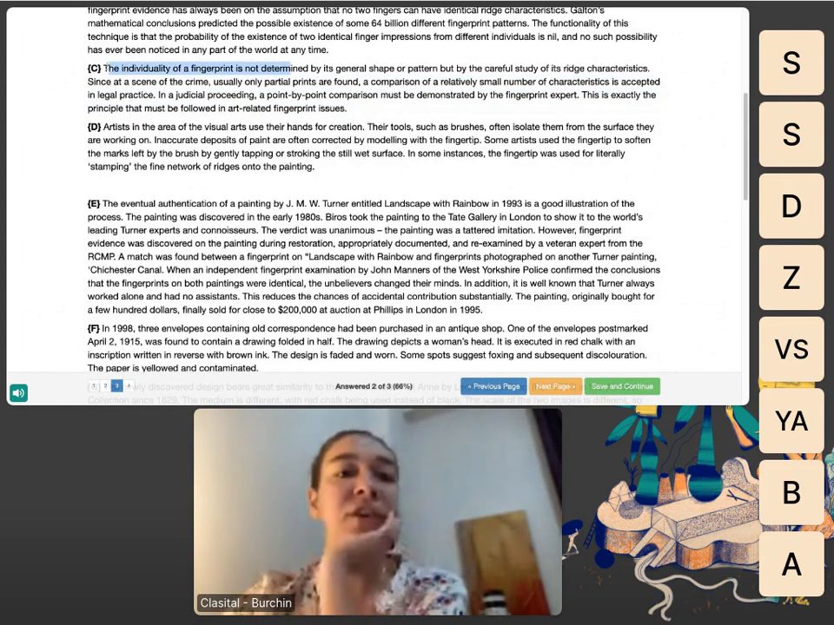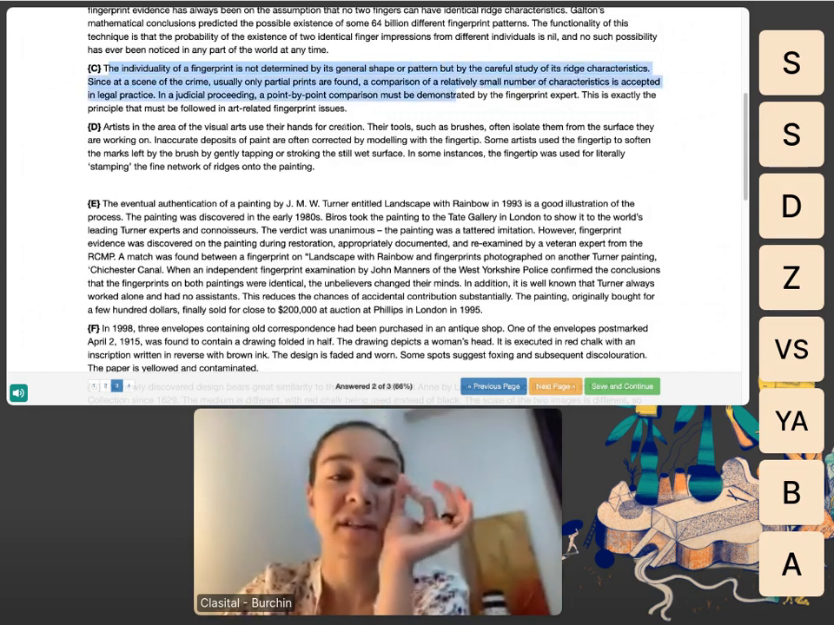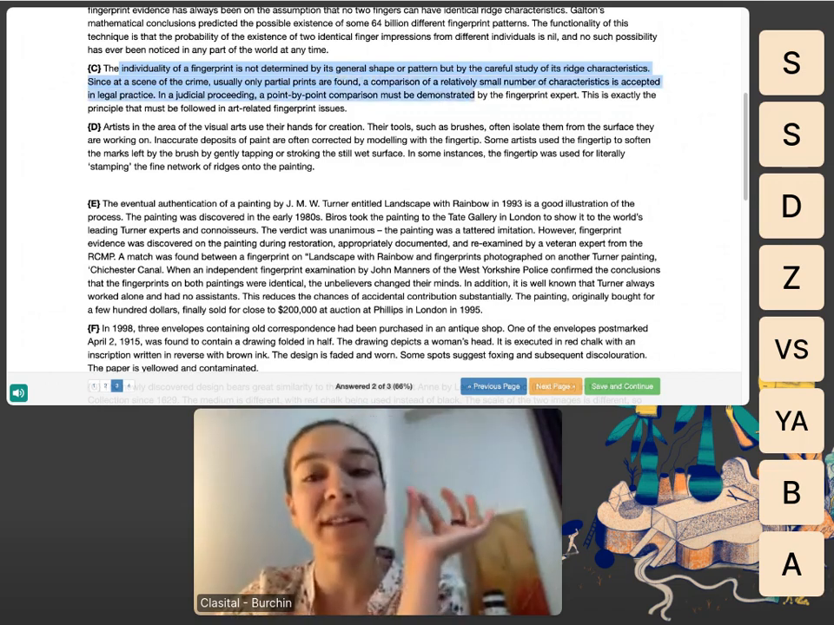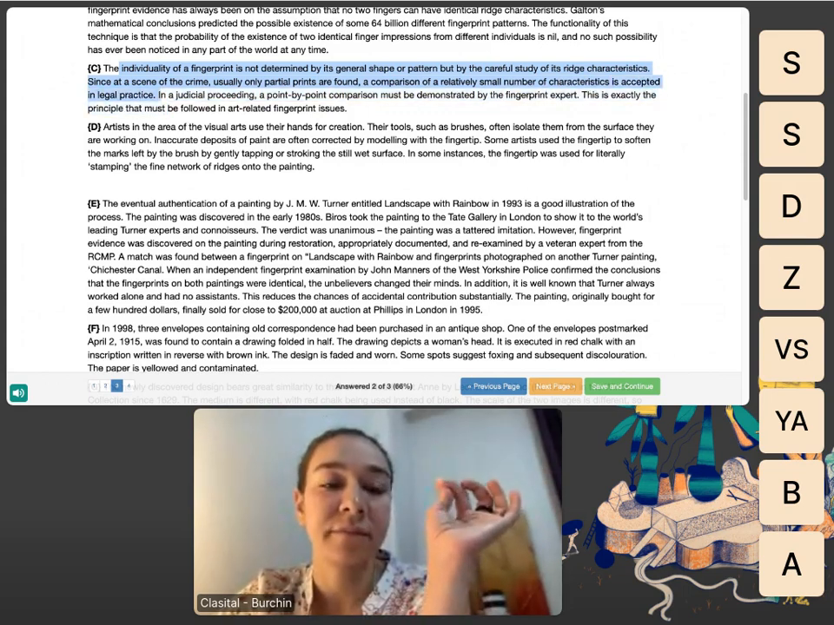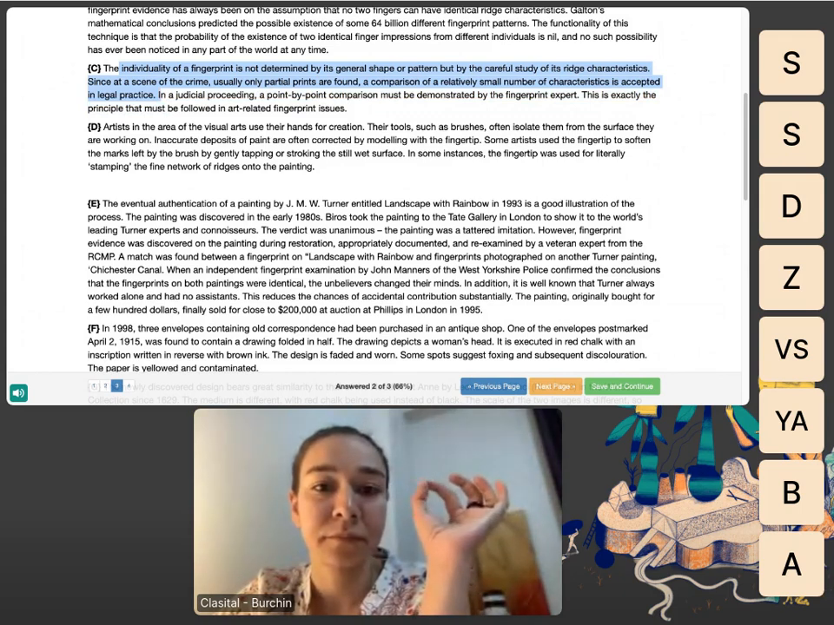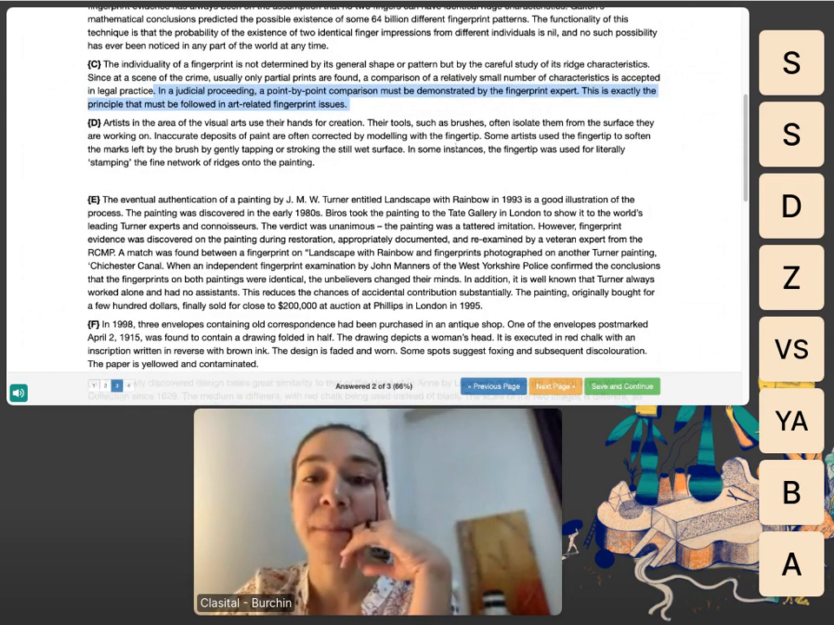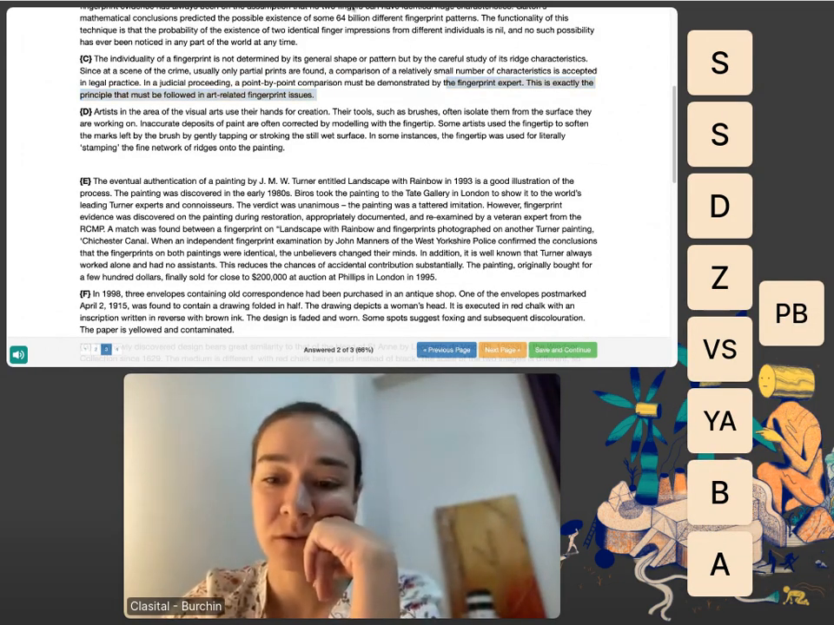The individuality of a fingerprint is not determined by its general shape or pattern, but by careful study of its ridge characteristics. Since at a scene of the crime usually only partial prints are found, a comparison of a relatively small number of characteristics is accepted in legal practice. In a judicial proceeding, a point-by-point comparison must be demonstrated by a fingerprint expert. This is exactly the principle that must be followed in art-related fingerprint issues.